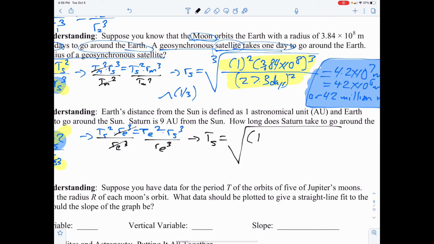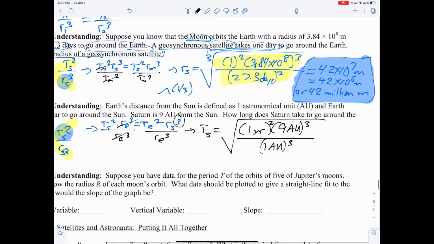The period of Earth would be 1 year. It takes 1 year to go round. The radius of Saturn is 9 astronomical units, and I have to cube that. So 1 year squared times 9 cubed, so I have to cube the radius, over Earth's radius. Now, Earth's would be 1 astronomical unit, and I have to cube that as well. So essentially, what are we doing? We're taking 9 cubed, and then we're going to square root that.